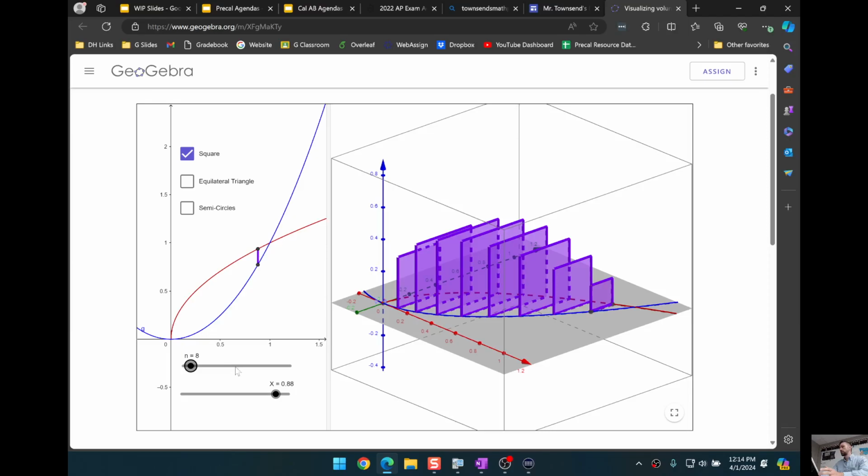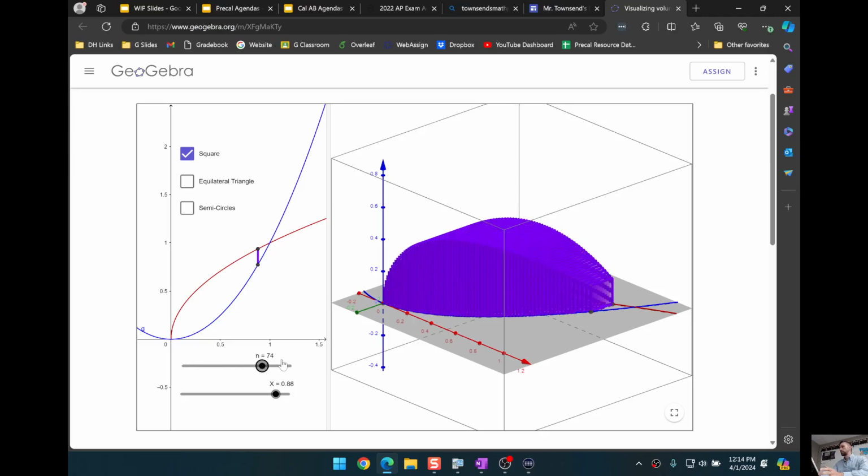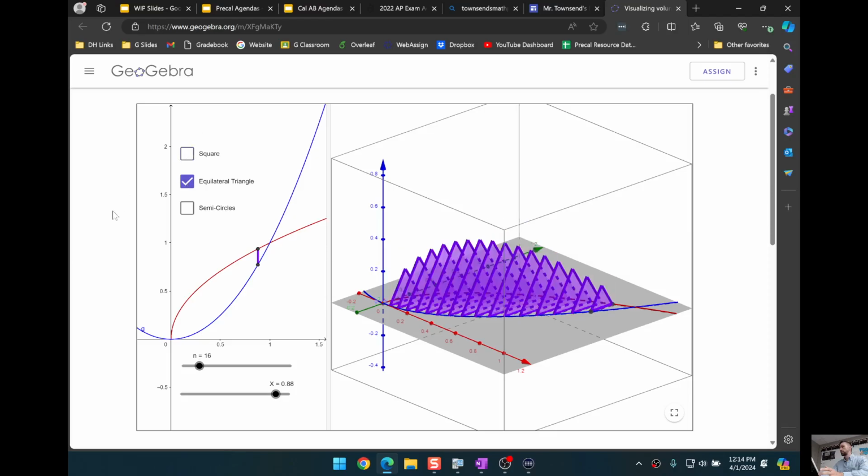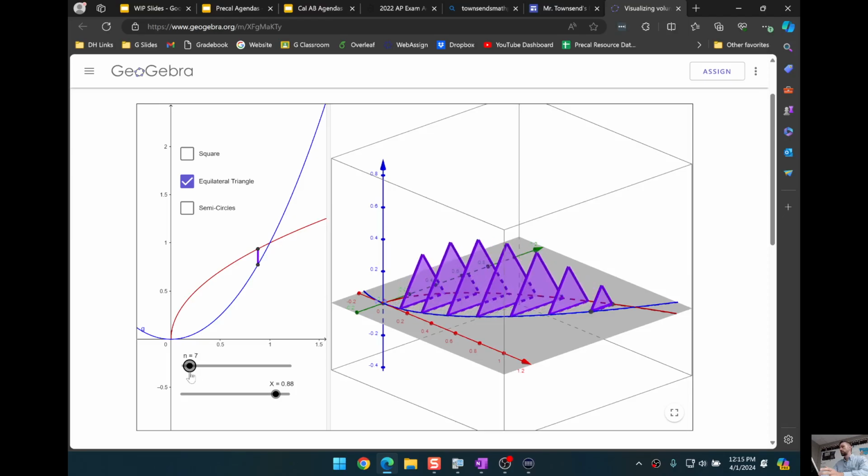If you do a bunch of squares, it doesn't take very many. There's 100. You can see the 3-dimensional shape you're finding the volume of. But again, it's really just an infinite number of squares being added together. Then you can also change it to see what it looks like with equilateral triangles. If you do too many, it's hard to even see them, but there are equilateral triangles.